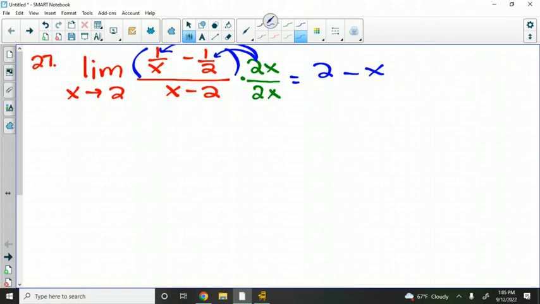Then on the bottom, I am not going to distribute that through. I'm just going to leave it x minus 2 times 2x. Now remember our goal when we were factoring was to see if there was a hole, something like an exact match on the top and the bottom. But could we manipulate it in some way so that there was a match? Do you remember what you could do?